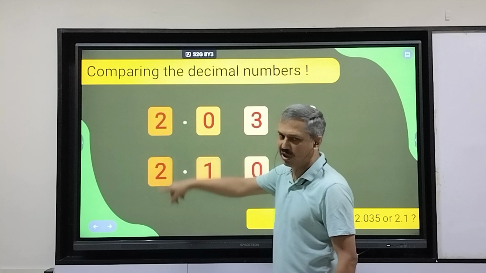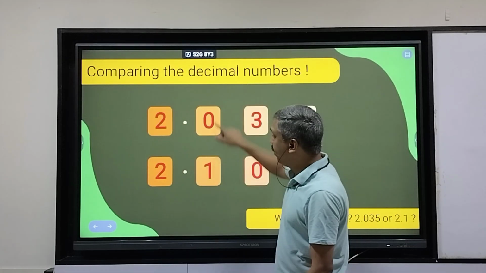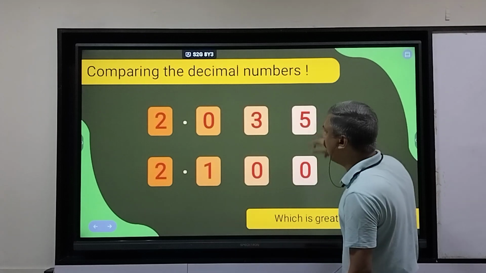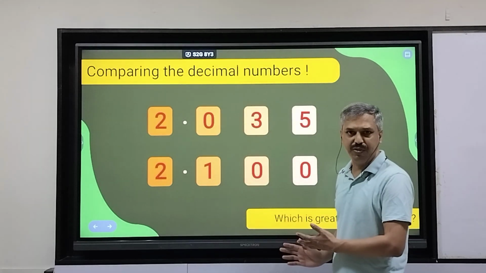This is the ones place. This place is 1 by tens place. This will be 1 by hundreds place. This will be 1 by thousands place. We know this. We have done this before.